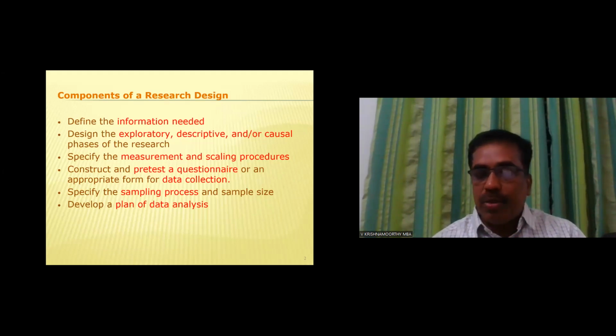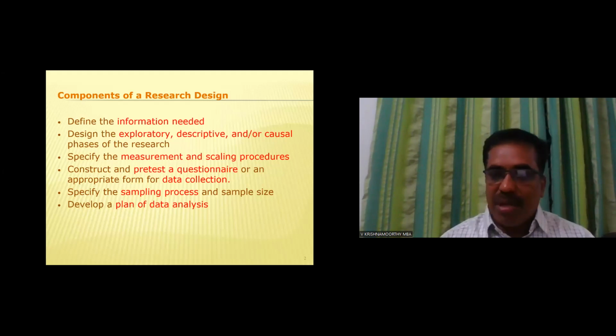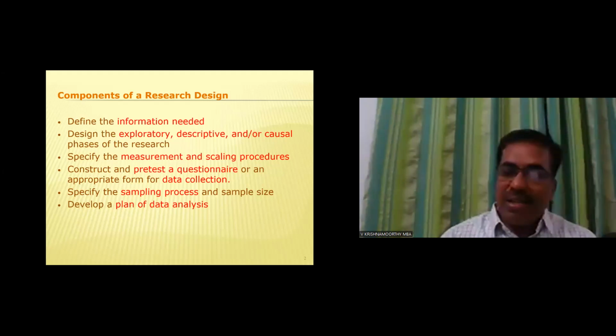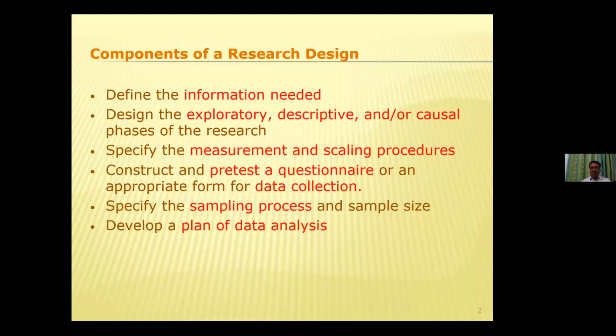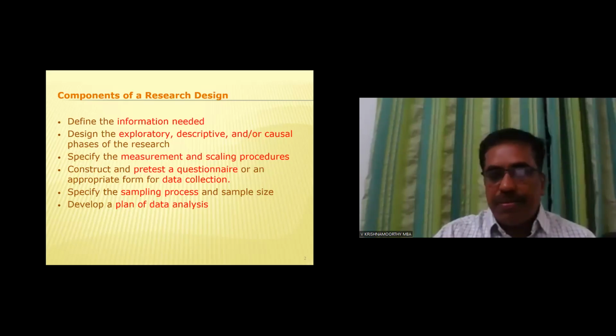This error can be classified into random sampling error and non-random sampling error. We are going to discuss this at the end of the session. If you don't want this kind of error, you should define the research design. You should define your research in a proper way. So what are the components of the research design? First, you should define what information is needed. Next, you should decide whether your research is exploratory, descriptive, or causal research. We are going to discuss this very elaborately.